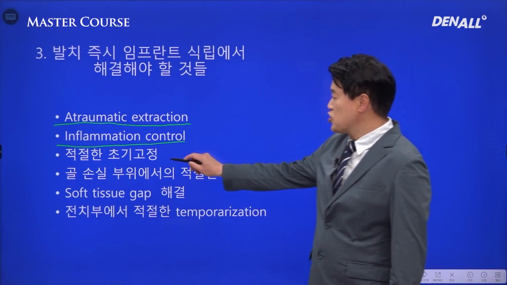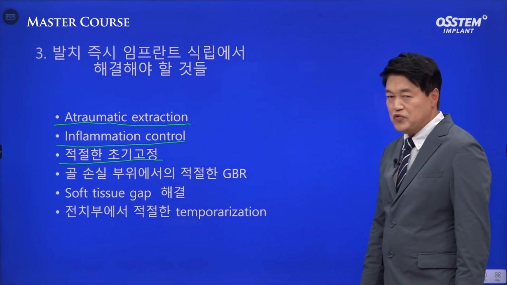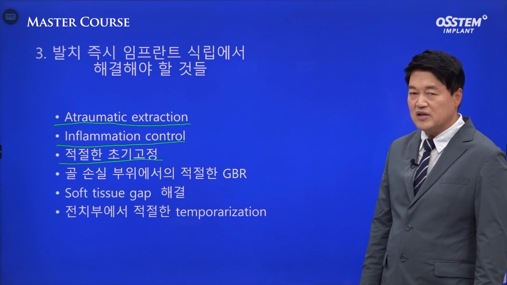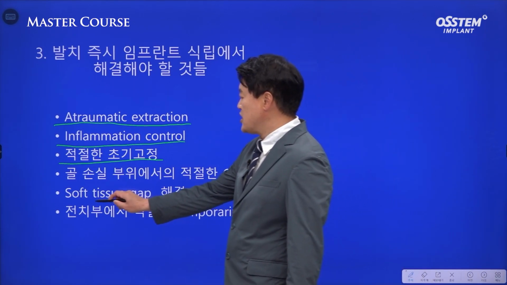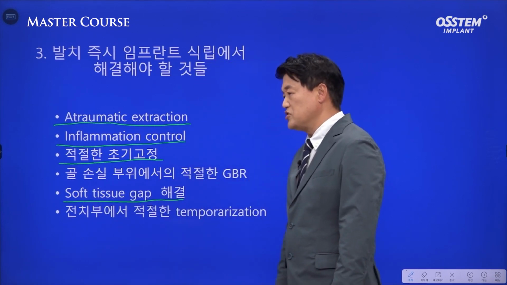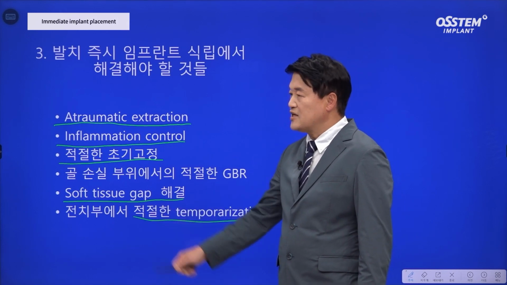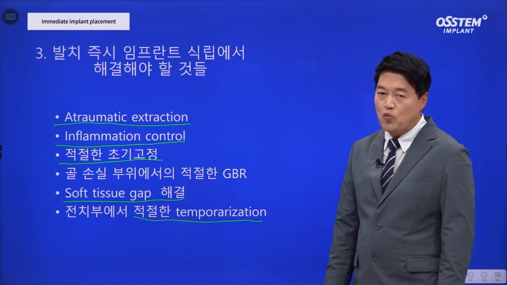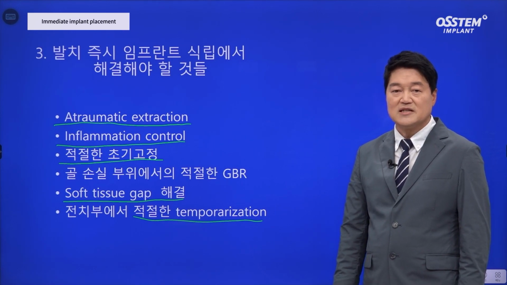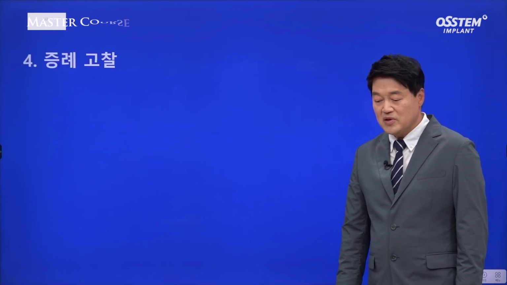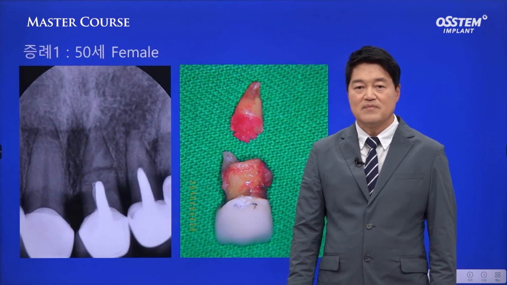In the case of immediate implant placement, because there's no lateral wall, you need to pay a lot of attention to getting sufficient primary stability. As mentioned, in bone defect, appropriate GBR is necessary for success. You also need to manage soft tissue gap, and an appropriate provisional needs to be provided in the anterior case. Specific details will be shared in the offline course. Let me close my lecture by sharing a couple of cases.